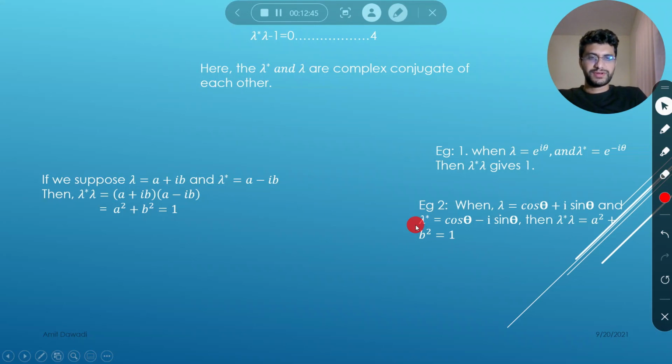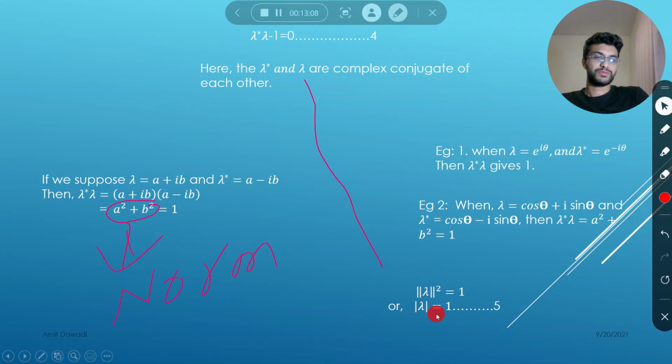So what I do here is this lambda star and lambda, if we keep in a single modulus, this gives the norm, as you can see from this expression over here. So I write the norm of lambda. This expression is the norm of lambda. The norm is equal to 1. And from this expression, I can derive this one. I just took a positive sign, a magnitude. So the magnitude of lambda should be 1.